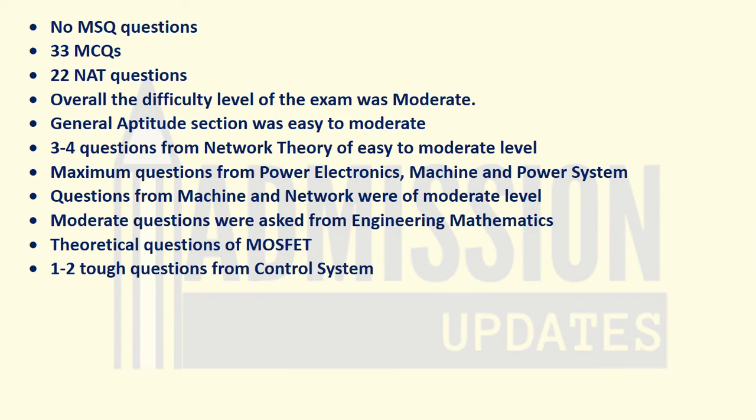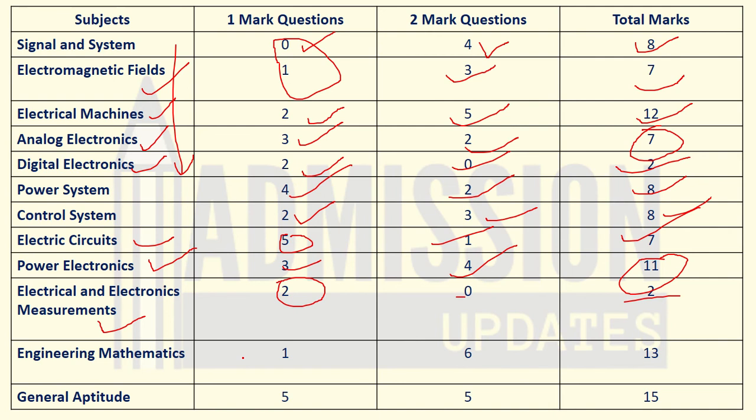Next is electrical mathematics. In electrical mathematics, 1 question was of 1 mark and 6 questions were of 2 marks. With this the total weightage of electrical mathematics was 13 marks. And last one is the general aptitude, wherein 5 questions were of 1 mark and 5 questions were of 2 marks. The total weightage of this chapter was 15 marks.